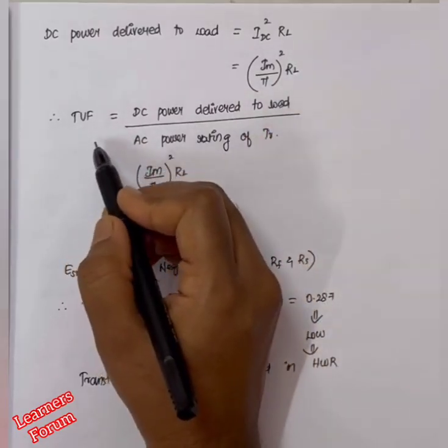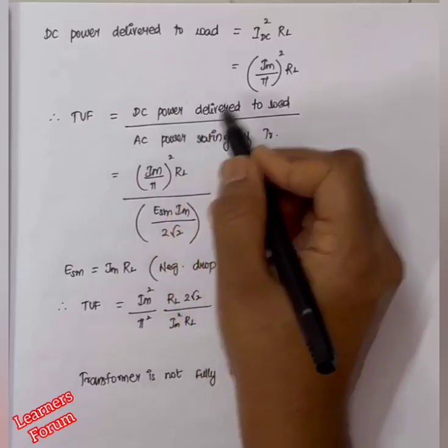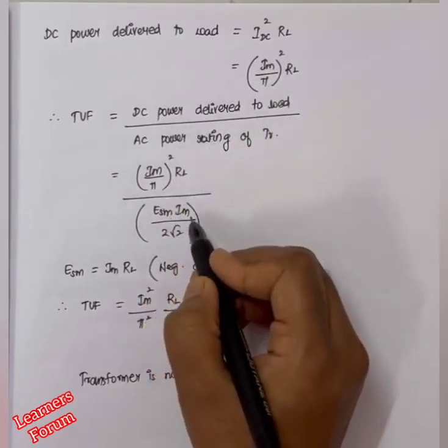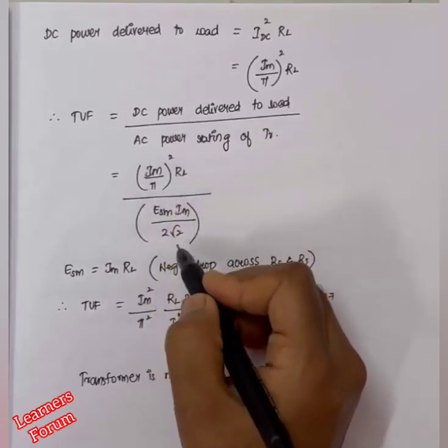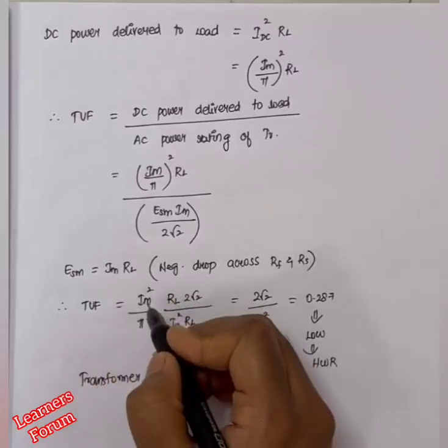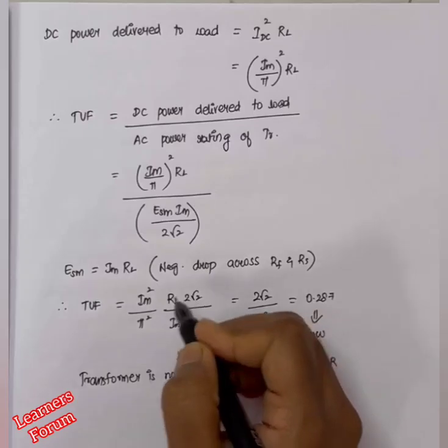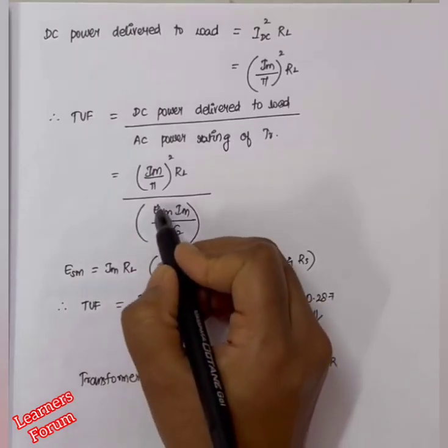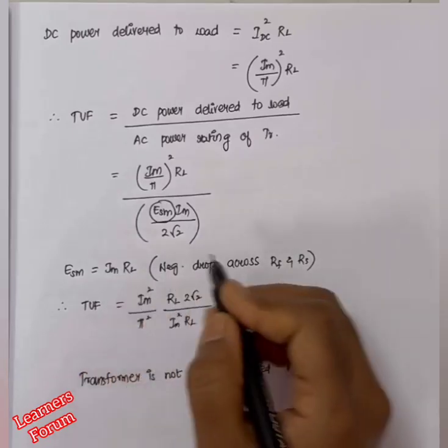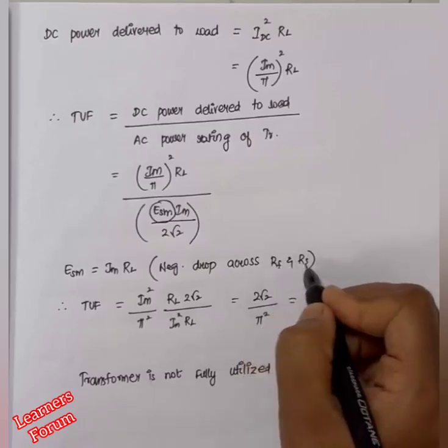So the transformer utilization factor is DC power delivered to load divided by AC power rating. DC power delivered is IM by pi square RL, divided by AC power rating, which is ESM IM divided by 2 root 2. Solving this further, we will get TUF is equal to Im square by pi square RL, 2 root 2 divided by Im square into RL. Before this calculation, we need to know the value of secondary voltage ESM, which is nothing but Im into RL.